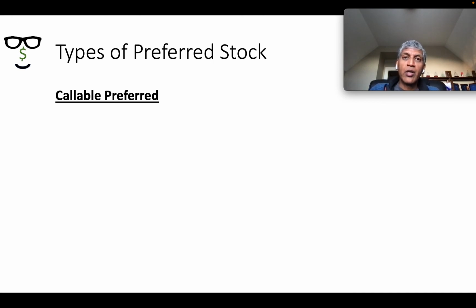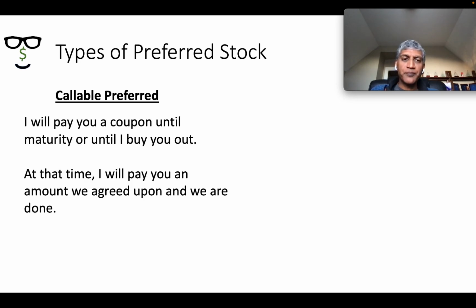The next kind of preferred stock I want to call your attention to is called a callable preferred. A callable preferred, you may remember in the world of bonds, calling means the issuer says, I don't want to keep paying you the coupons anymore. I'm just going to buy it back from you at par value. Well, preferreds have the same scenario where the issuer gets to say, I don't want to pay you preferred dividends anymore. I'm going to buy it back at par value or something close to par value.